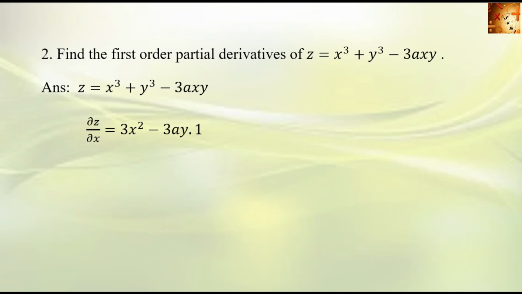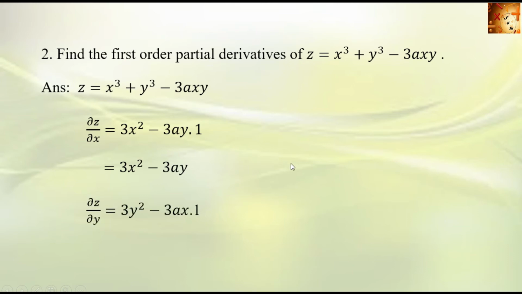So 0 minus 3axy. Derivative of 3axy: 3a and y are treated as constants, then derivative of x is 1. So ∂z/∂x is equal to 3x square minus 3ay.